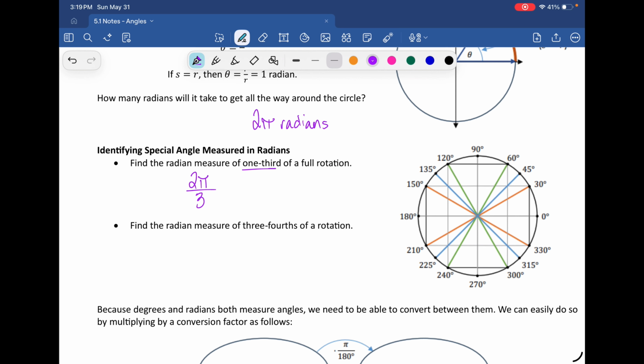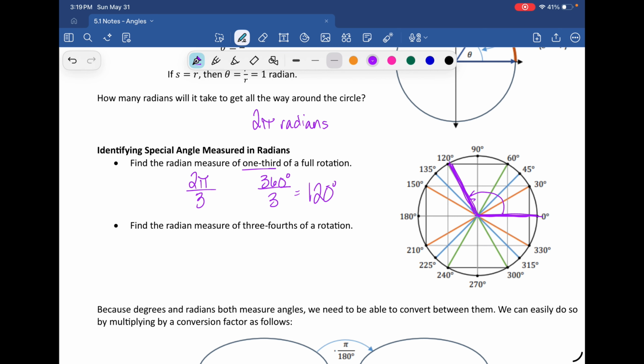Now in degrees, 1 full rotation, 360 degrees, divided by 3. That's 120, and I can see that. There's the initial side, terminal side. And I can see the full rotation right there.